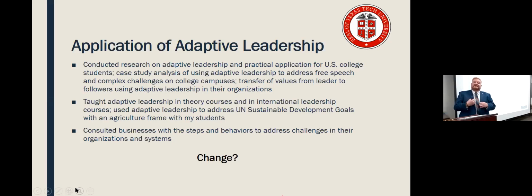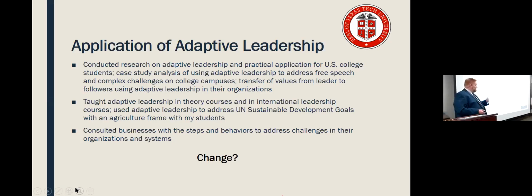Because I do teach in a college of agriculture here at Texas Tech, we use that to be an opportunity and a way to merge agriculture and some of these larger world challenges and world issues. And what I thought about their projects, it was really great to see them be creative in that space. And it was great to see some of the creative solutions that they brought to the table. Last, I've also consulted with businesses around adaptive leadership to help them address some of the challenges and some of the work that they're doing.